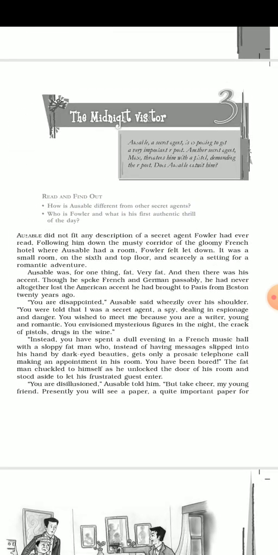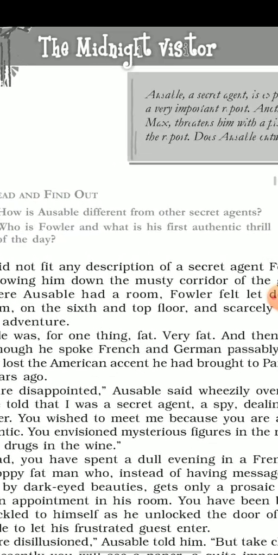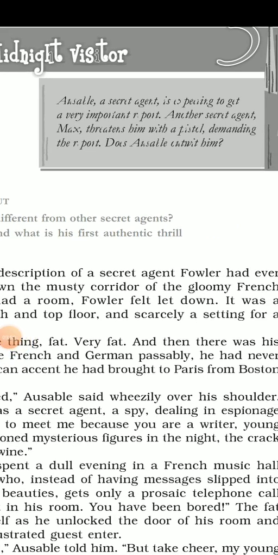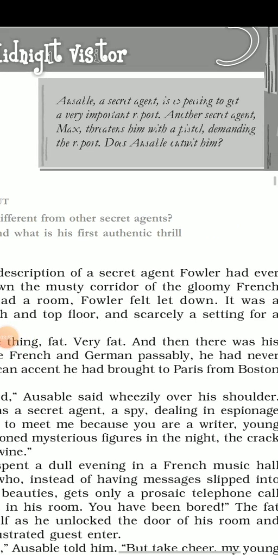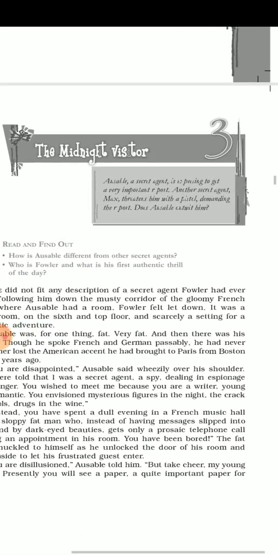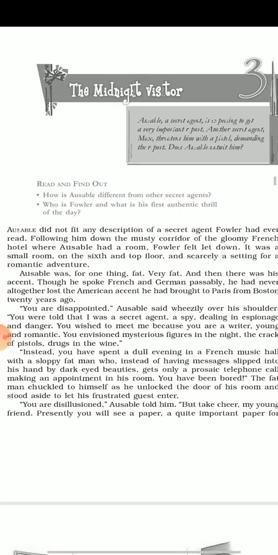So read what is given in the introductory description box. Ausable, a secret agent, is expecting to get a very important report, right? Another secret agent, Max, threatens him with a pistol, demanding the report. Does Ausable outwit him, and how does he do that, right? So the question is raised in the description box itself.